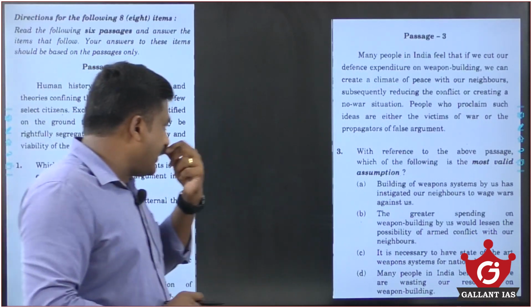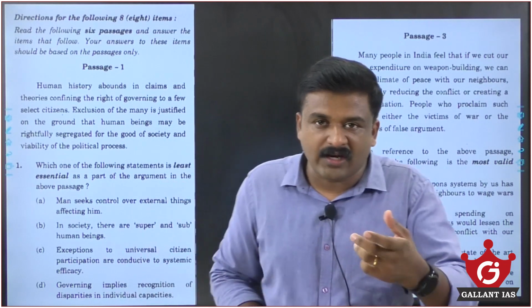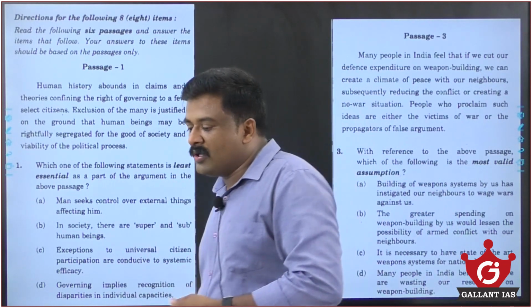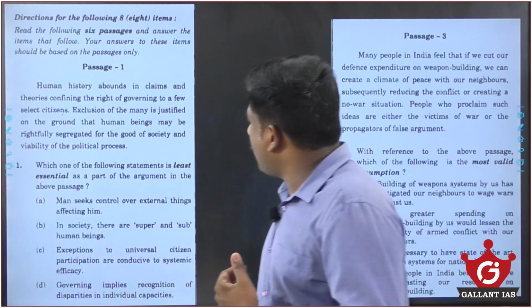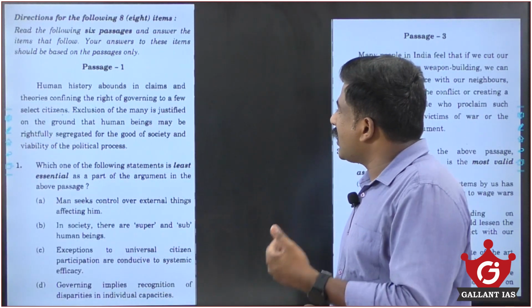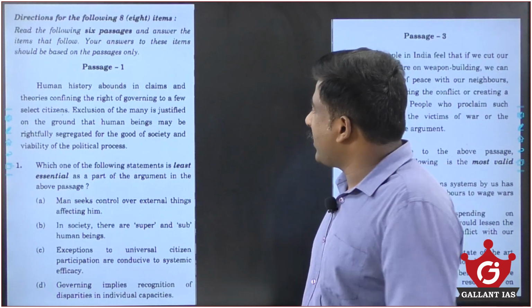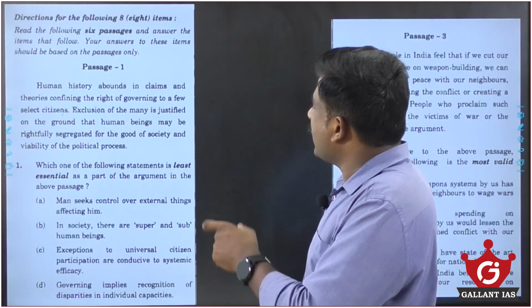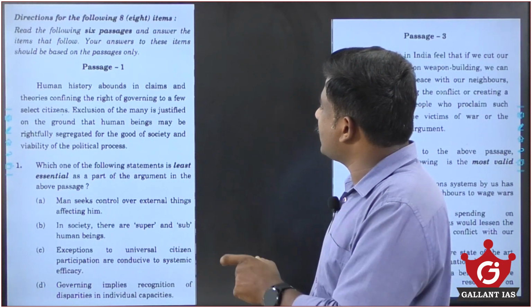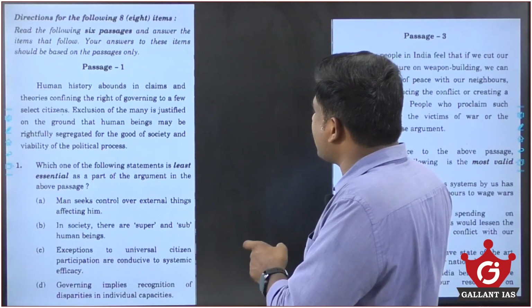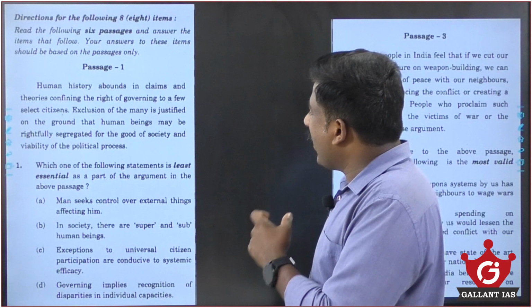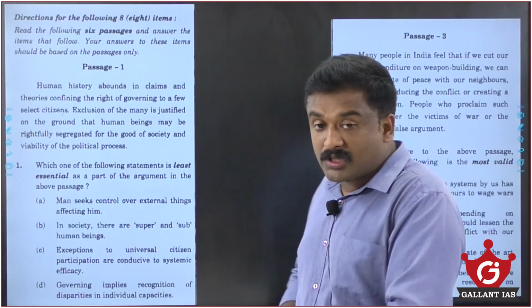Now, in a similar way, I took something from 2015. I don't know whether it is readable to you, but I will read it out. See the first one, the passage: human history abounds in claims and theories confining the right of governing to a few selected citizens. Exclusion of many is justified on the ground that human beings may be rightfully segregated for the good of society, viability of the political process.